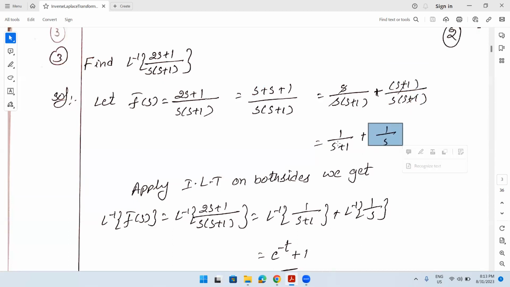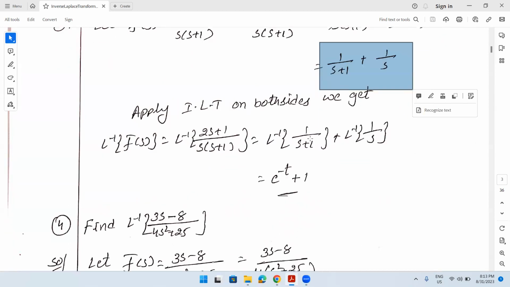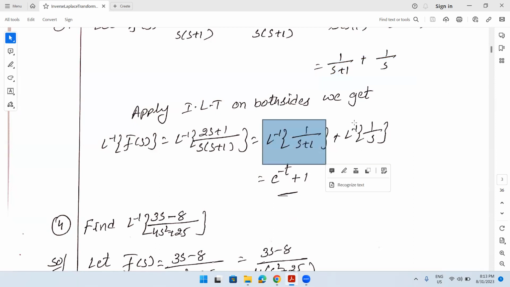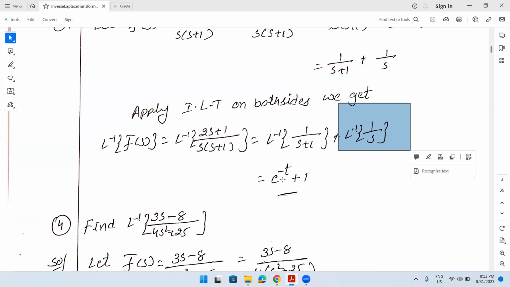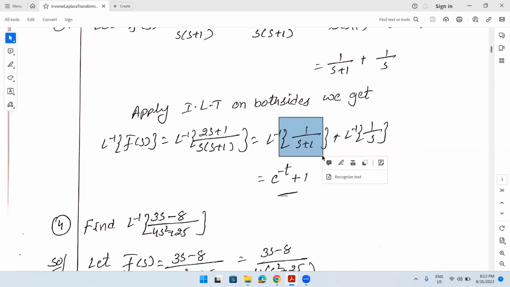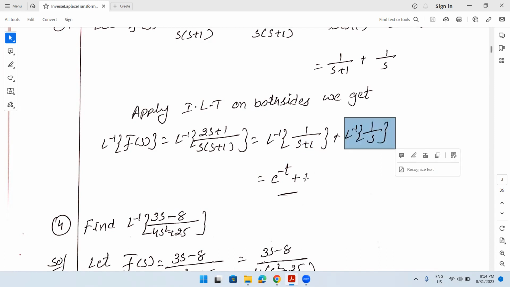Now we apply L inverse for these two separately. So what do we get? L inverse of 1 by s plus 1, and L inverse of 1 by s. L inverse of 1 by s plus a, using the formula, is e power minus at. So what is a? It is nothing but 1. So e power minus t. And L inverse of 1 by s is nothing but 1.